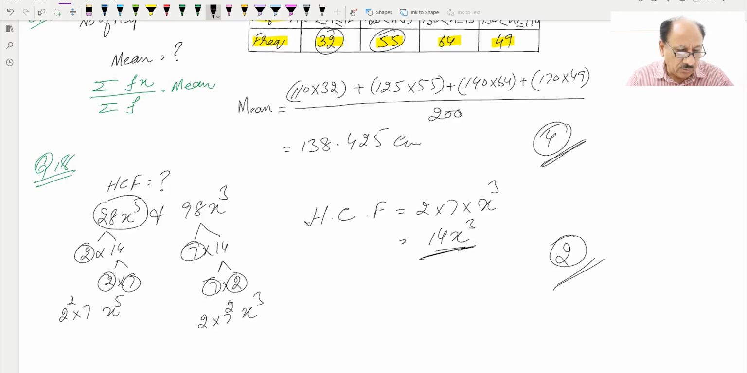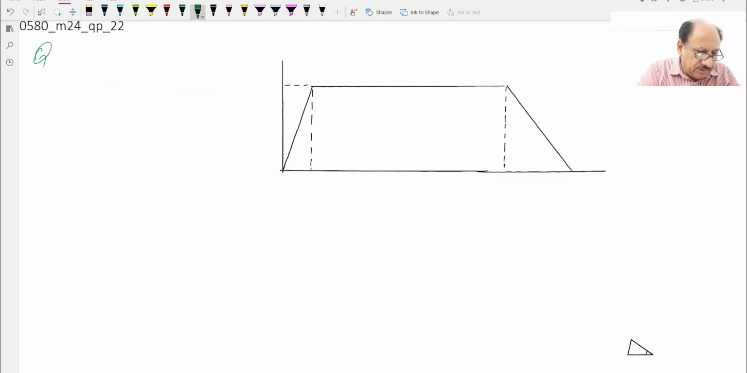Hopefully you understood this. Question number 19, this is a speed time graph, and this side of the graph is representing speed in meter per second, and here it is 15.